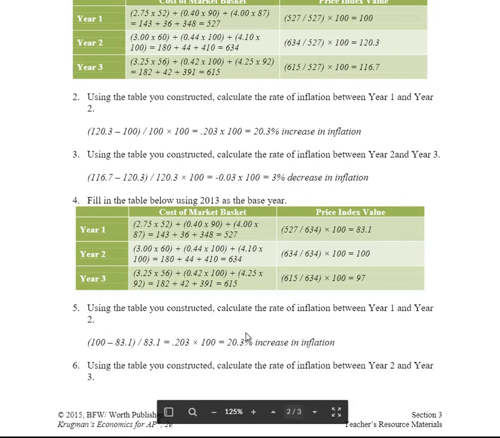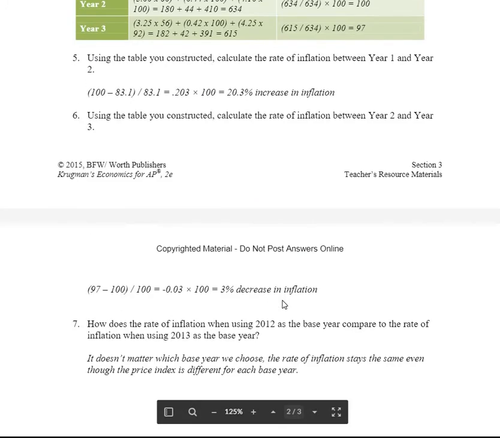And using the table, we can calculate the rate of inflation between year 2 and year 3. We scroll down. Oh, and of course I had a typo in the question. So you would simply do 97 minus 100 divided by 100. You get negative 0.03 times 100, a 3% decrease in inflation.